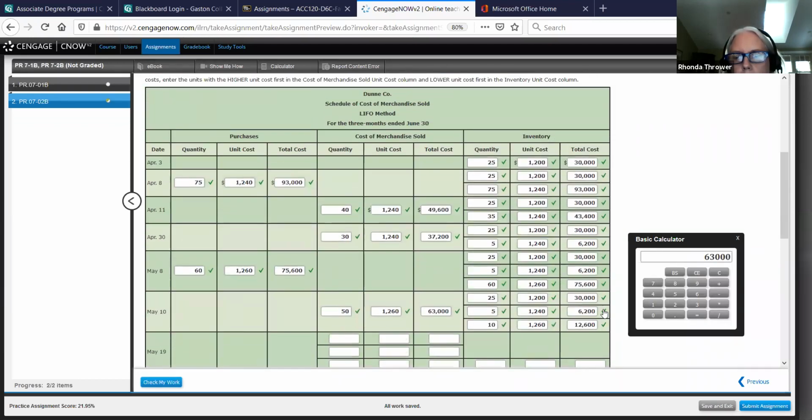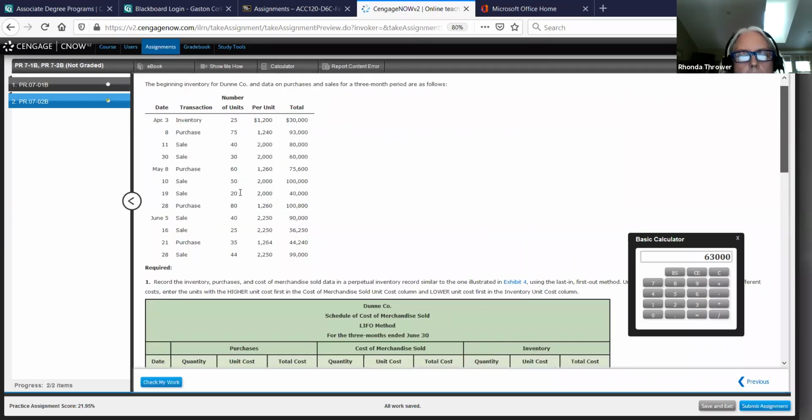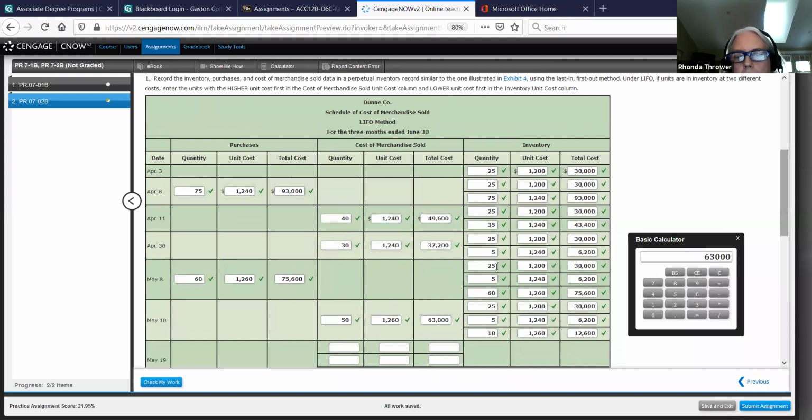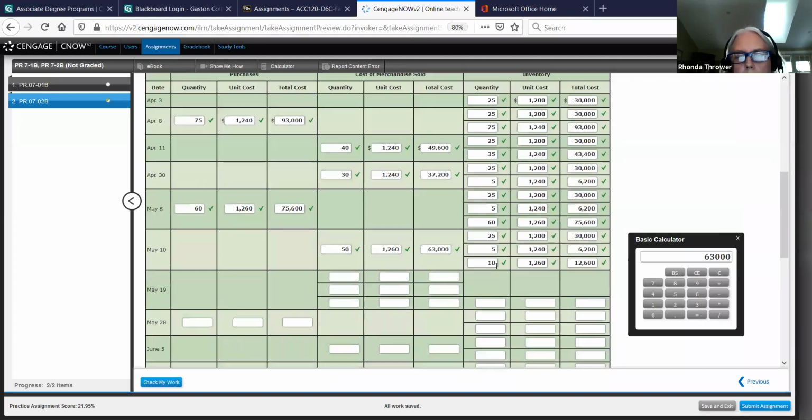So we still have 3 layers of inventory to draw from. Then on May the 19th, we had a sale of 20 units. All right. Notice that the last units that we purchased, which were the May 8th units, all of those are going to be sold because we sold 20 units. So we're liquidating the entire last layer. They've all been sold.